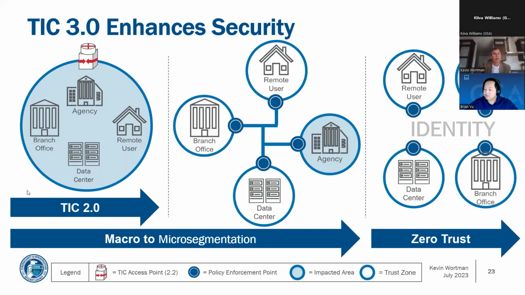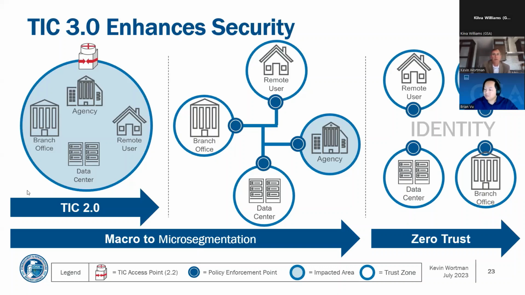This shows how TIC 3 enhances security as well as moves to Zero Trust. So under TIC 2.0, it was one large PEP. And so if there was a compromise within that perimeter, the adversary had the potential of easily spreading throughout the entire environment. The middle diagram shows how those same resources are protected by segmenting the resources into smaller and more granular trust zones. So instead of one large PEP, the resources in each PEP are now protected, which can be tailored to their requirements.